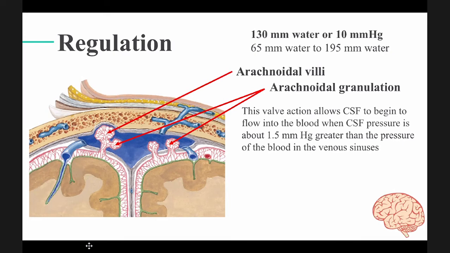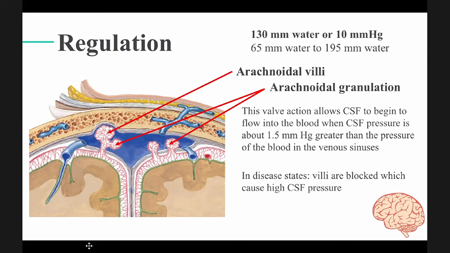So there's a valve action. The arachnoid villi and arachnoid granulation also act as a valve, and they allow CSF to begin to flow into the blood when CSF pressure is about 1.5 millimeters mercury or greater than the pressure of the blood in the venous sinuses. So, for example, if there is an increase in pressure, it would allow more flow of CSF fluid. But if there is a decrease, it would close. So it acts like a valve. But its main function, the arachnoid villi, is to reabsorb the CSF fluid.